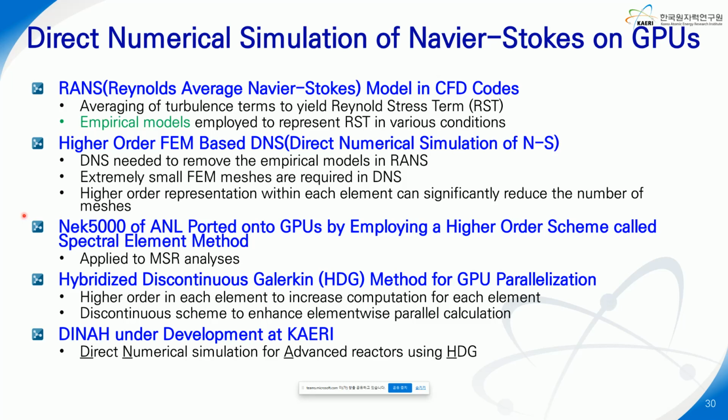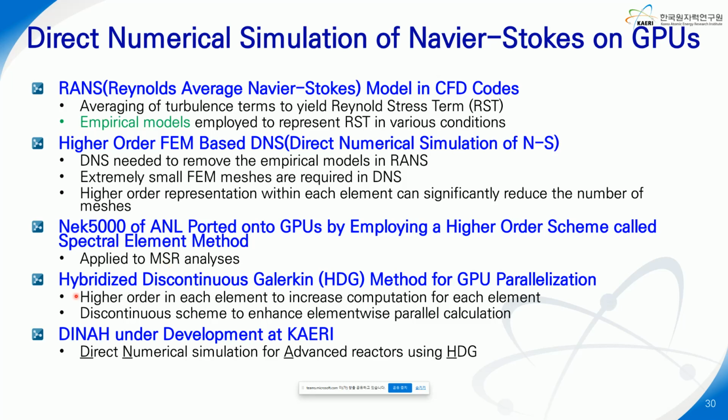At Argonne National Lab, they ported the NEK5000 CFD code onto GPUs by employing a higher order scheme called spectral element method. And they applied it to a molten salt reactor analysis.